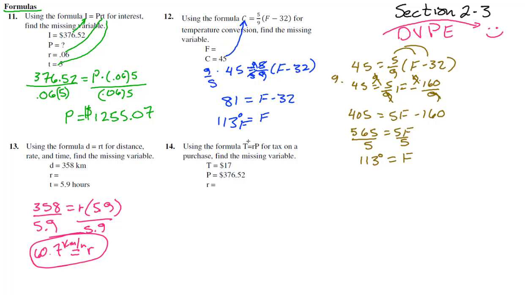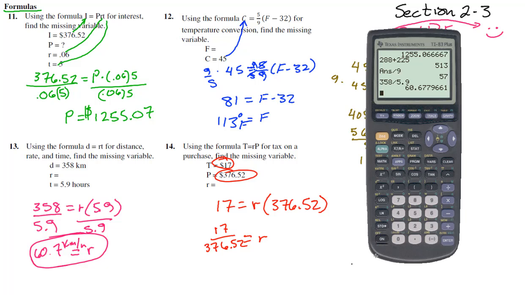All right, number 14, the final one here. Using the formula tax equals rate times the original price, and that's all we're doing is rate times price there. So the tax is 17, and it equals what rate times 376.52. Oh, hey, look at that, using the same numbers there. That's cute. All right, so we just have to divide. The rate is going to be 17 over 376.52. And really that's all it's saying is you're paying this much tax on that much stuff, so divide it and you'll find out what percentage that is.